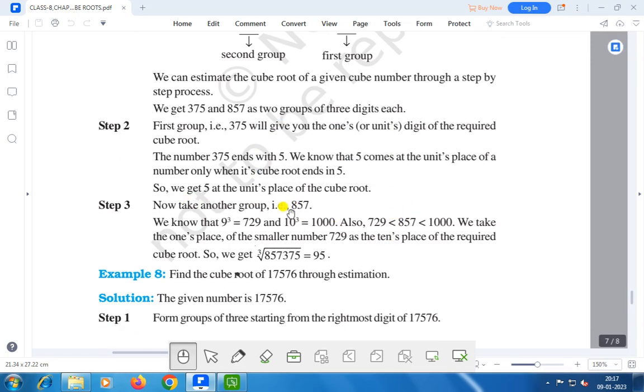Now take the other group, 857. We know that 9 cubed equals 729, and 10 cubed equals 1000. Therefore, 857 is greater than 729 but less than 1000. We take the ones place of the smaller number 729 as the tens place of the required cube root. So we get the cube root of 857375 is equal to 95.